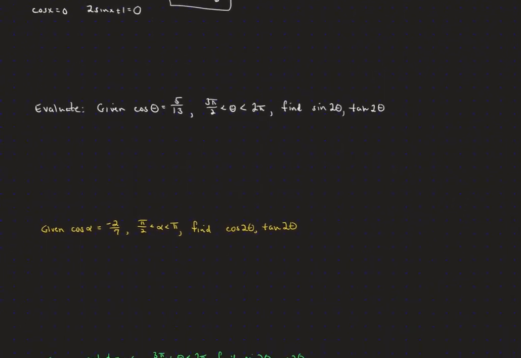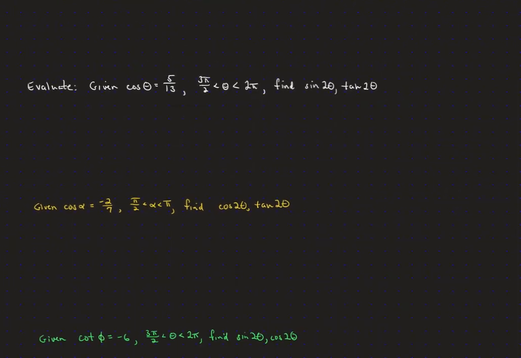All right, different kind of problem. Now we're going to try to evaluate. First, let's do sine 2 theta, given that cosine theta is 5/13 and theta is between 3 pi over 2 and 2 pi, which means we're going to be in quadrant 4. So sine 2 theta, remember, is according to our formula 2 sine theta cosine theta. So we need to know both of those. We know the cosine of theta. We need to know what the sine of theta is.